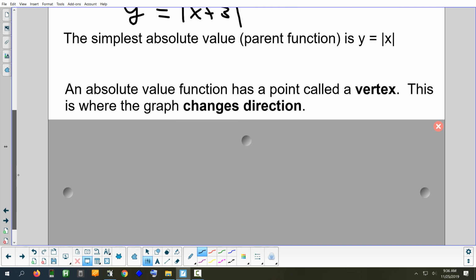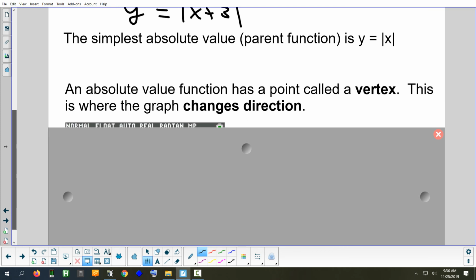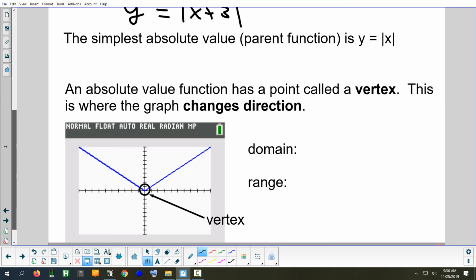So, an absolute value function has a point called a vertex. And you guys got this little picture, and it's already labeled for you. The vertex, it's like the point on the V. Right? It's where it changes direction. Right? So you guys have got this picture.